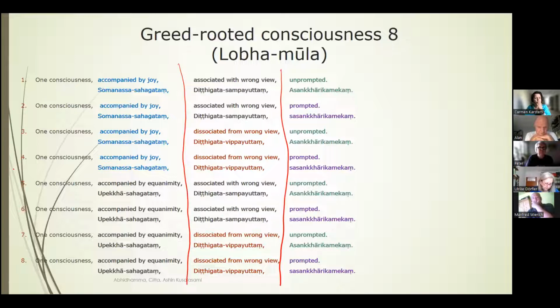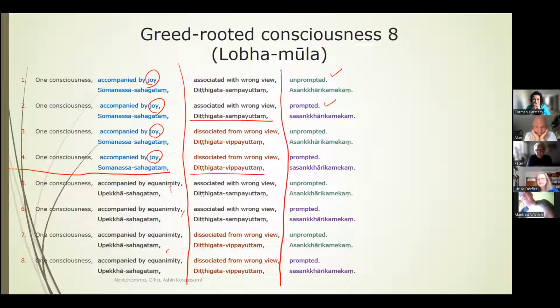The first one is feeling. There are 2 feelings: joy, 4, and equanimity, also 4. Another one is associated with wrong view or dissociated from wrong view. So associated with wrong view 2 and dissociated from wrong view 2. And then unprompted and prompted. So I hope you remember all these 8. We don't have much time, so I will not talk more about that.